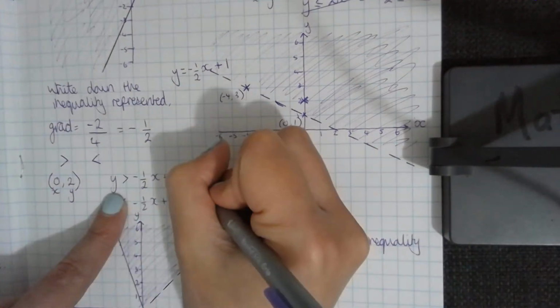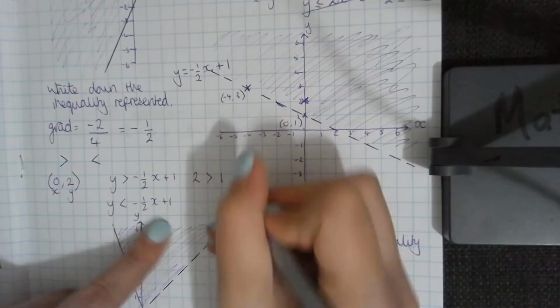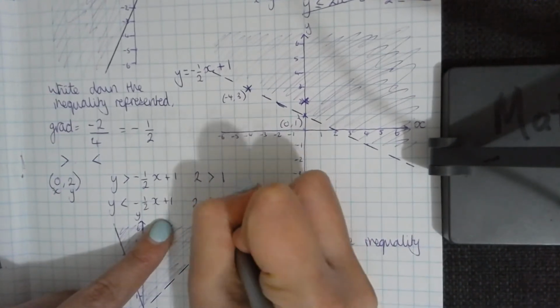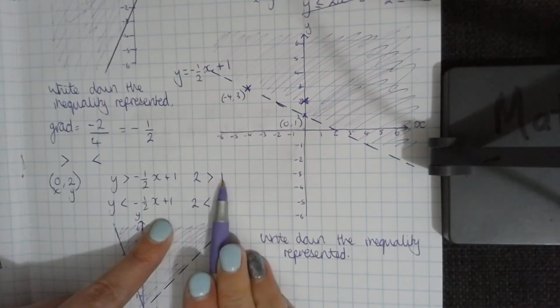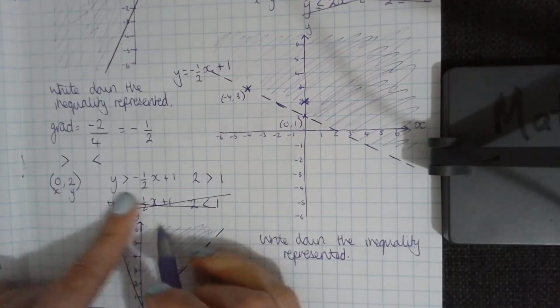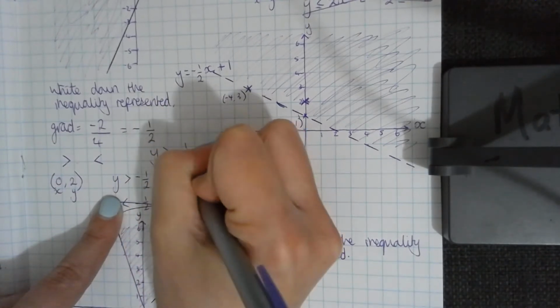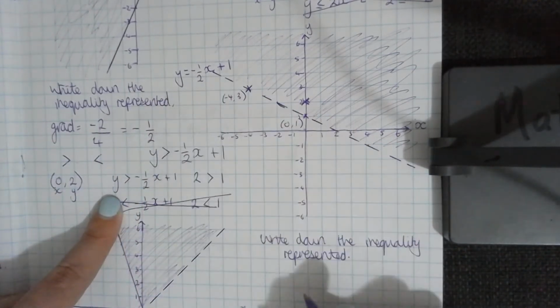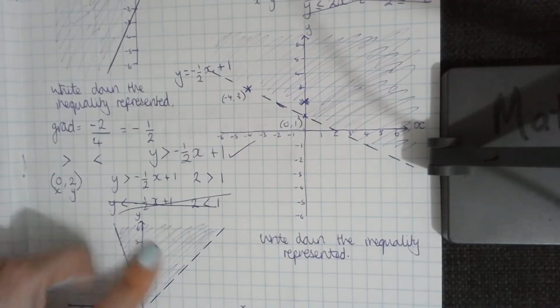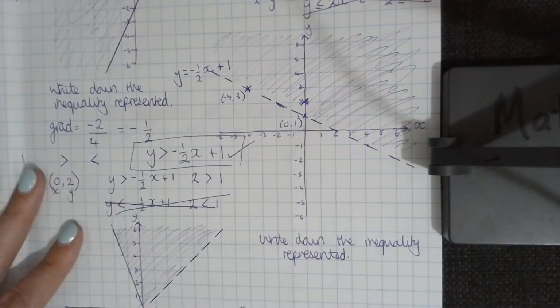So y is 2 greater than 0 plus 1, or 2 is less than 1. 2 is greater than 1. 2 is not less than 1, so that bottom one's wrong. So it must be this one is correct. Y is greater than -1/2x plus 1. And that is the correct answer. I'm running out of space a little bit, so that is the correct answer.